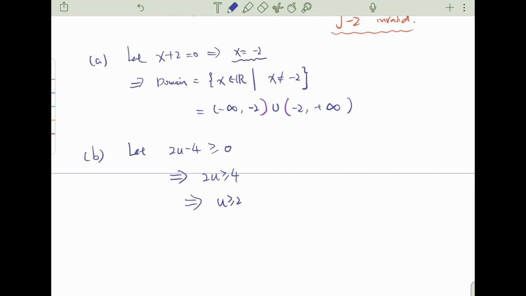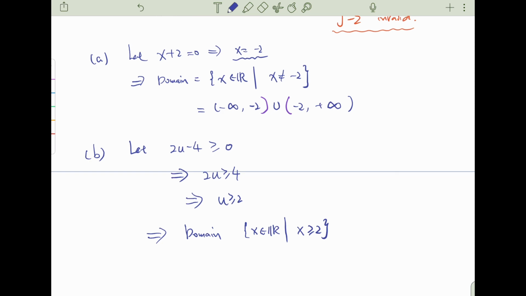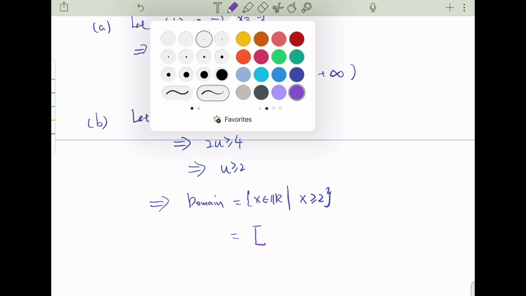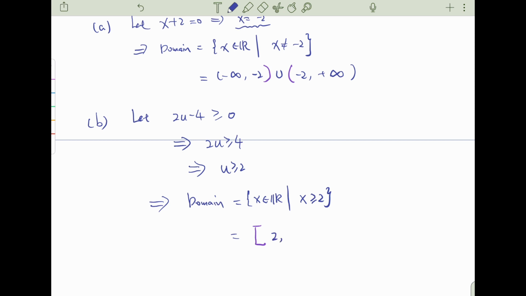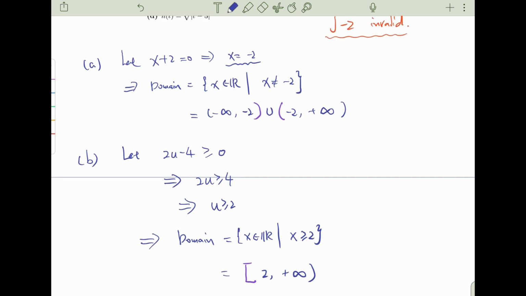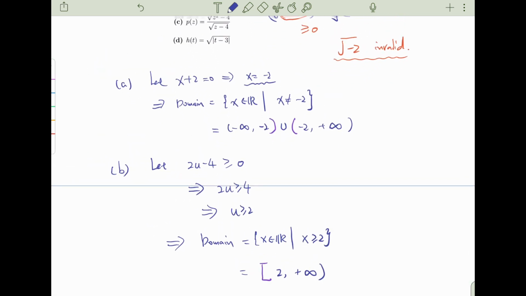So the domain of this function is everything greater than or equal to 2. Real numbers greater than or equal to 2. Or you can write this in the interval notation. Since 2 is included in the interval, I'm using the square bracket, meaning including, to the infinity. For infinity, we always use a round bracket. So that is the answer for question B here.